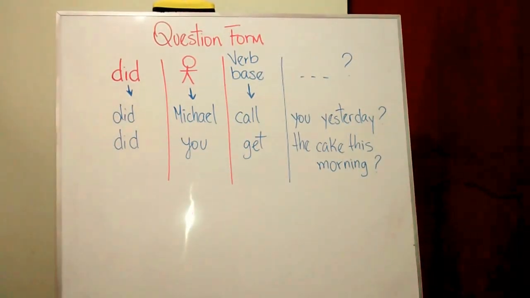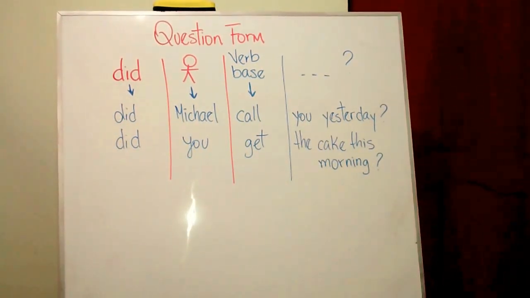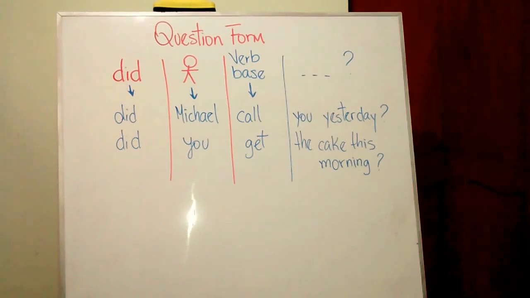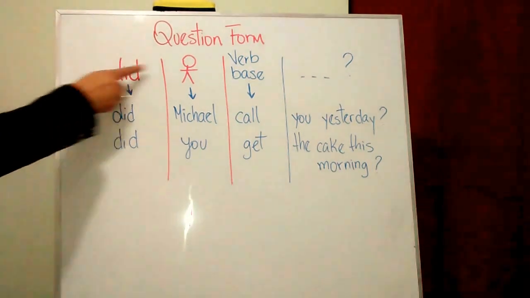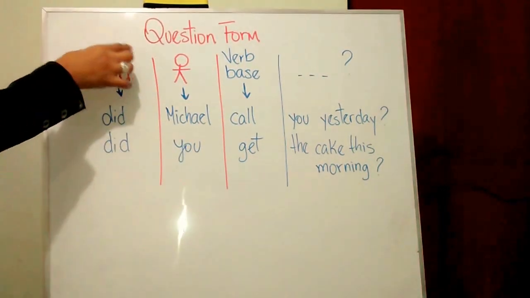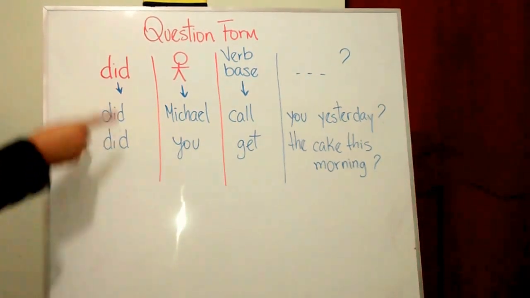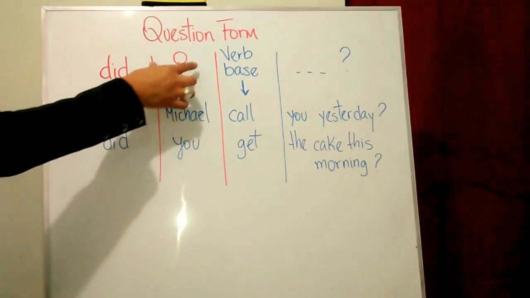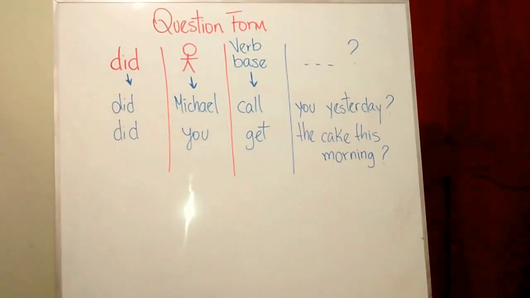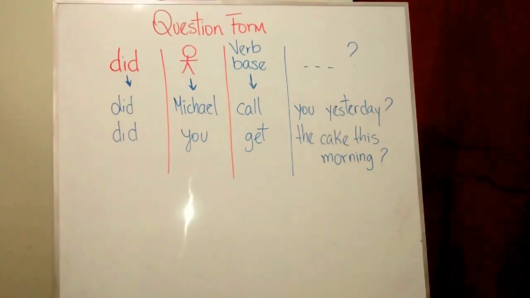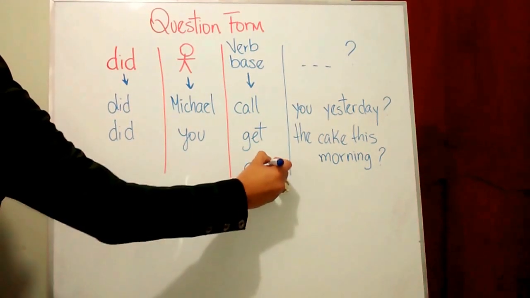Now we have here the question form. Did Michael call you yesterday? Did you get the cake this morning? We have here the structure for questions with the auxiliary did. Did is always used in question forms. We have the subject here, and the verb is always in the base form. Never is it in the past. Never.